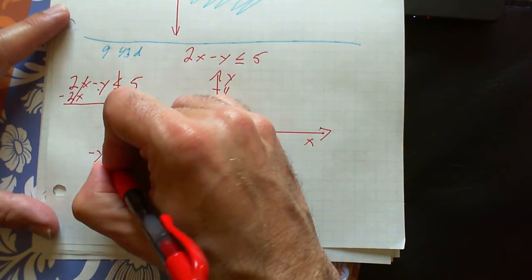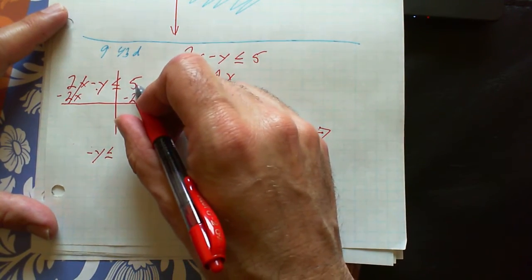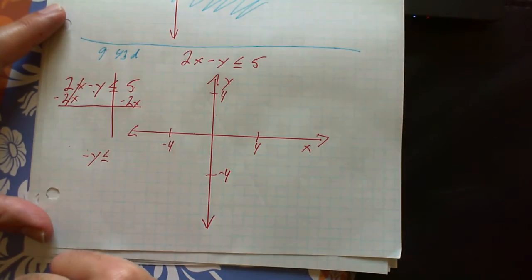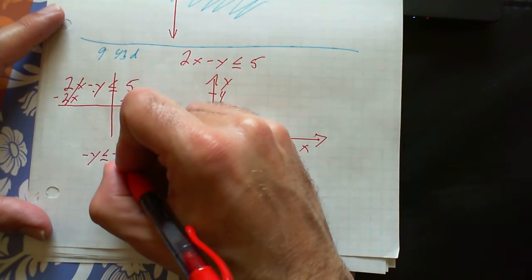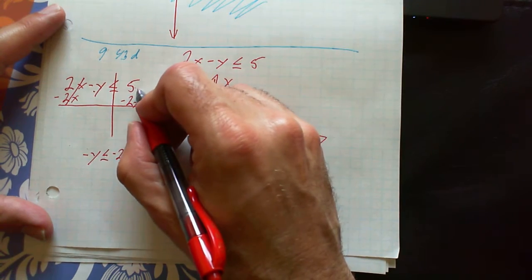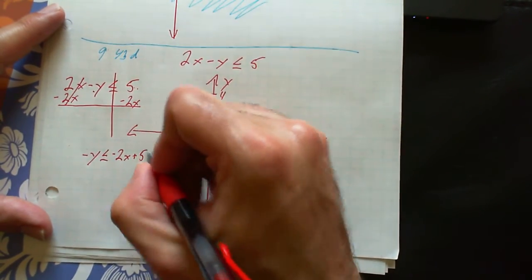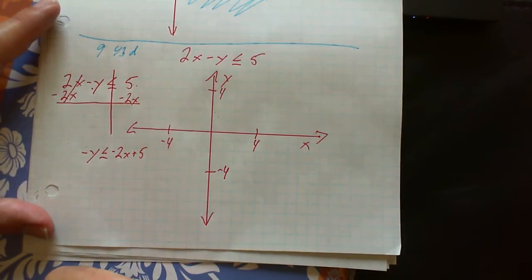Negative y less than or equal to, what's 5 minus 2x? Well, they are not like terms, so I cannot combine them. So the negative 2x stays over here. And what else is over here with the 2x? Positive 5. Now watch, something crazy is going to happen.